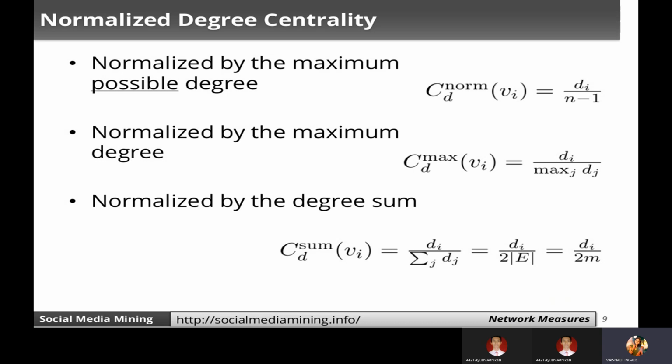The normalized degree centrality can also be found using the maximum degree.